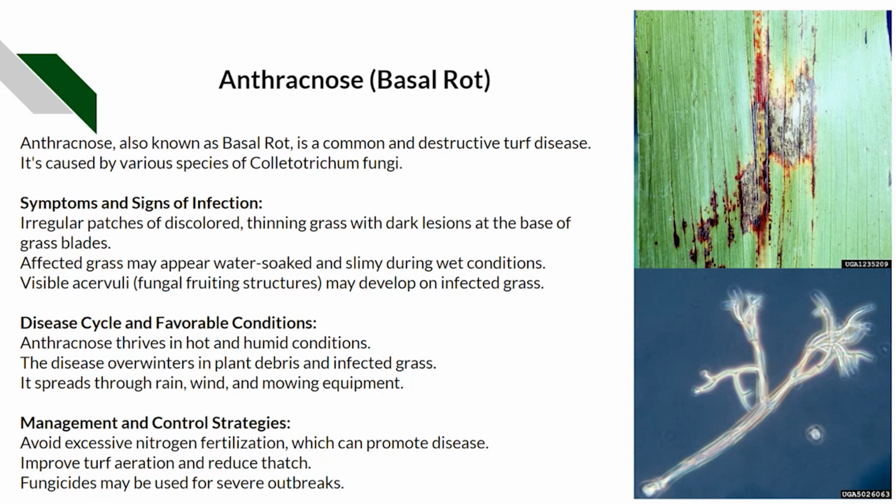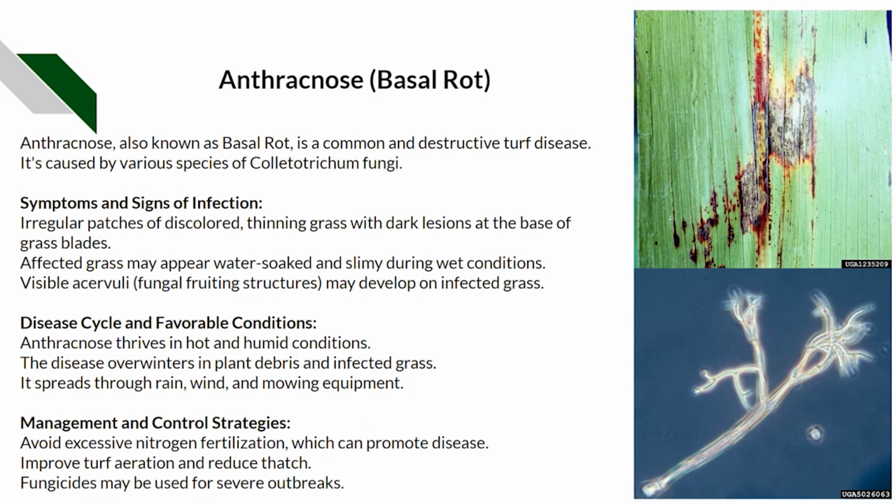The disease cycle in favorable conditions: anthracnose thrives in hot and humid conditions, as most diseases do. The disease overwinters in plants and debris on the infected grass, so it will then reappear in the spring months after winter. It spreads through rain, wind, and mowing equipment, such as on the rollers.